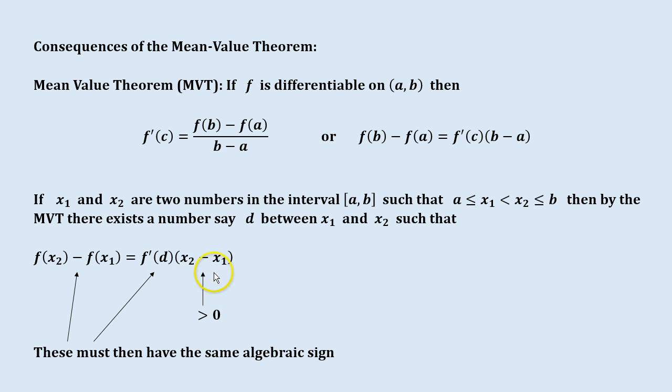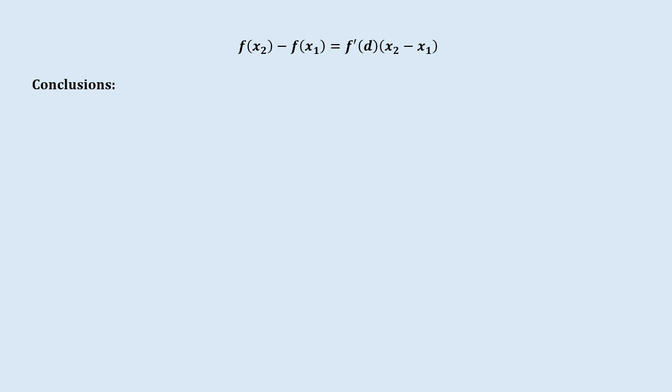Now on the right hand side, x2 minus x1, that quantity is greater than 0 because we're assuming x2 is greater than x1. And that tells us that the algebraic sign of the right hand side is completely determined by the first derivative. So the sign of the first derivative at d determines the sign of the left hand side completely. Now what conclusions can we draw from that?